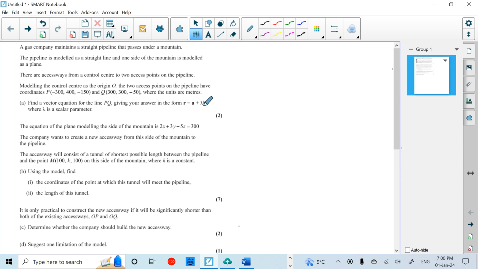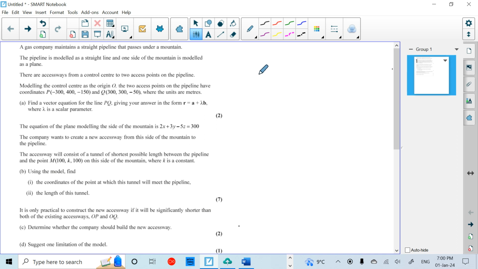A. Find a vector equation for the line PQ, giving your answer in the form r is equal to a plus lambda b, where lambda is a scalar parameter. Let's deal with that first. So we've got to find a vector equation for the line PQ.